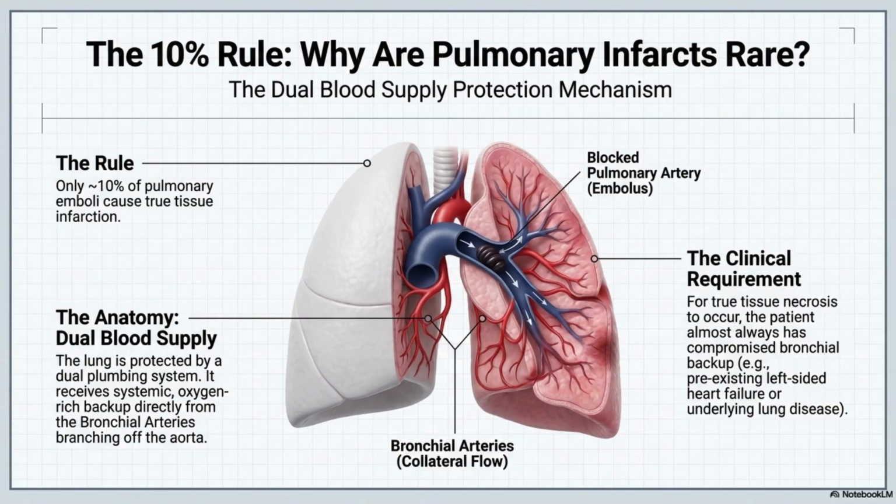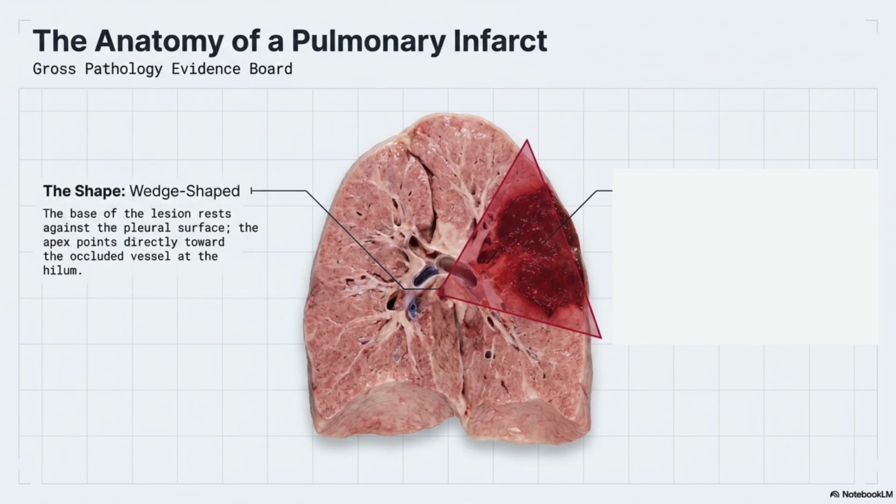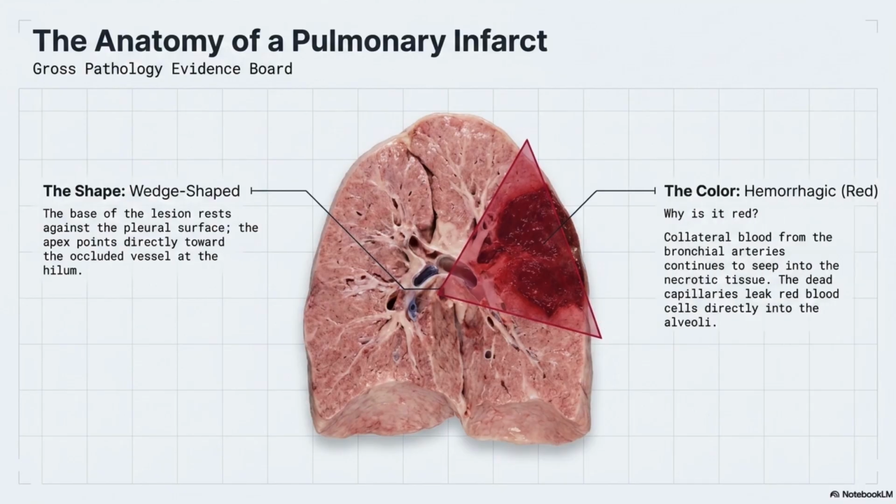If an infarct does occur, what does it look like? Looking at the anatomy of a pulmonary infarct on a gross pathology evidence board, we first notice the shape. It is wedge-shaped. The base of the lesion rests against the pleural surface and the apex points directly towards the occluded vessel at the hilum. Next is the color. It is hemorrhagic, meaning it is profoundly red. Why is it red? Because collateral blood from the bronchial arteries continues to seep into the necrotic tissue. The dead capillaries then leak red blood cells directly into the alveoli.